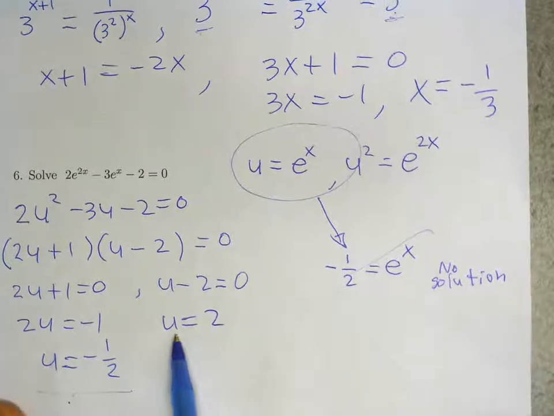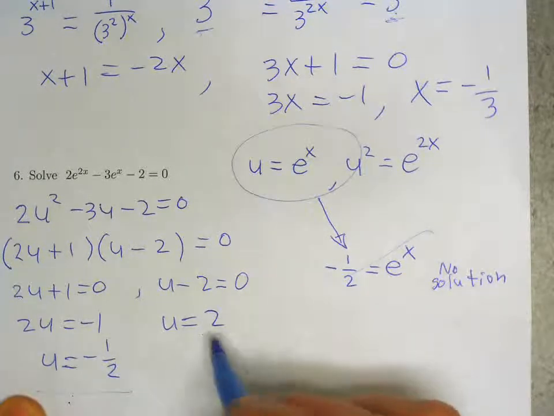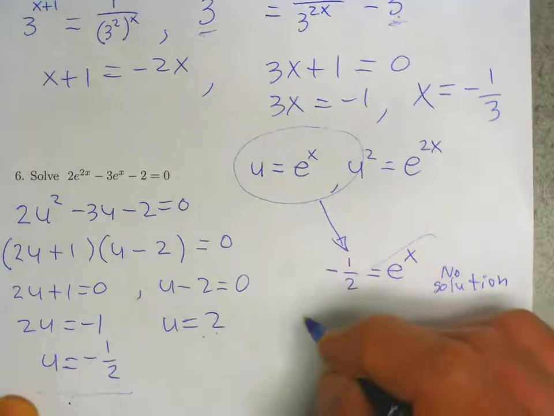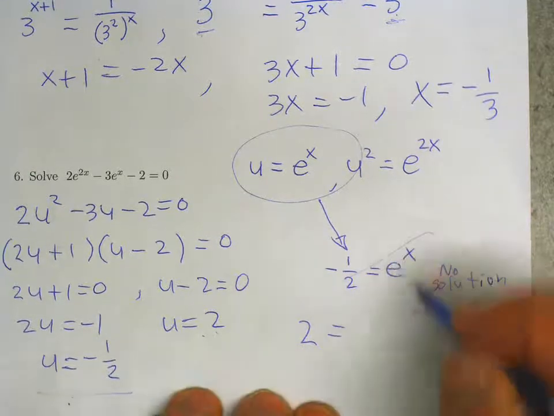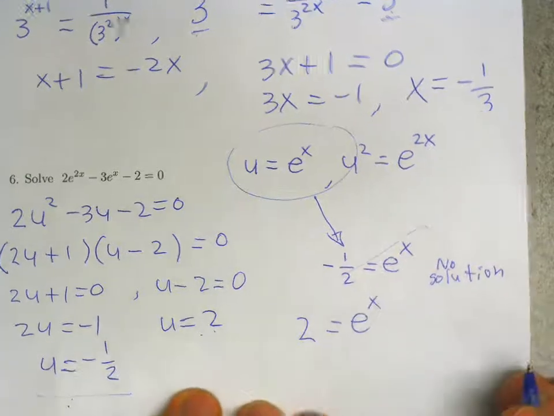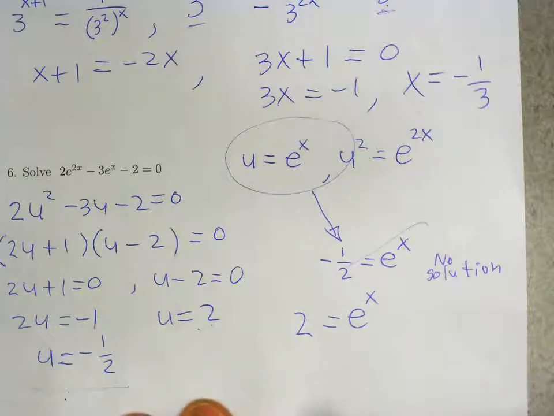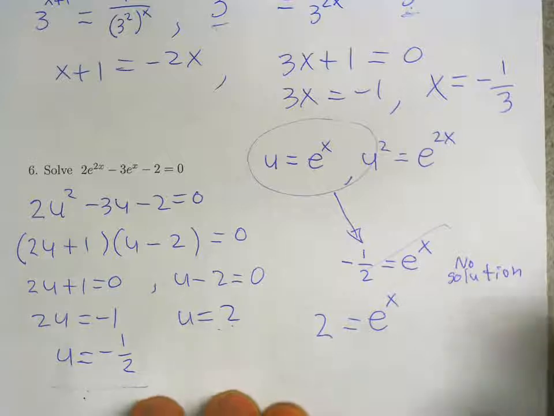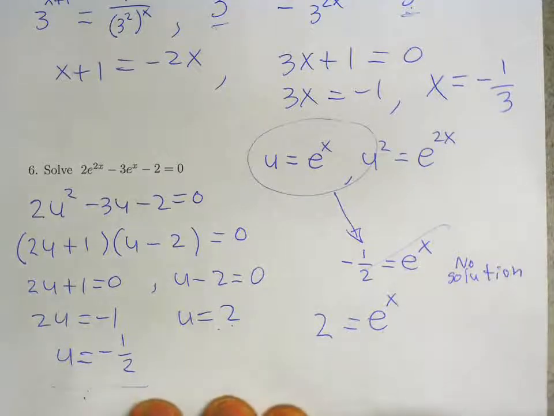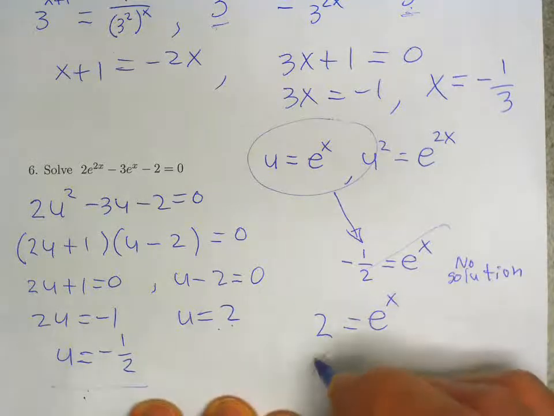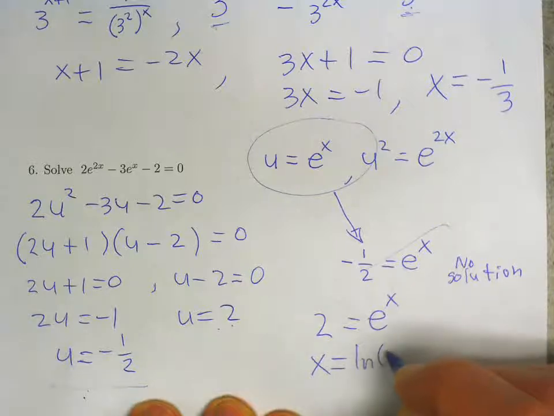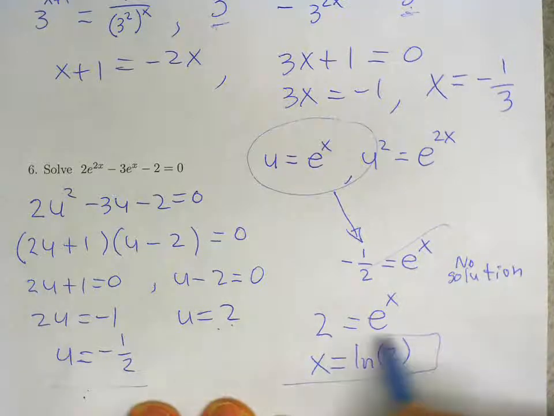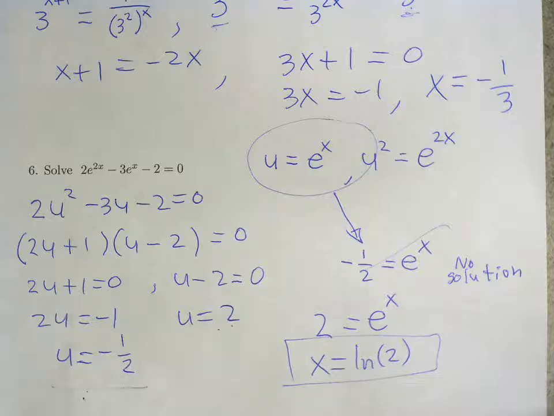When u equals 2, though, that can happen. So replace u with 2. 2 is equal to e to the x. Take the natural log of both sides, or you could just convert this to its logarithmic equivalent. Either way, you get x equals the natural log of 2 for the solution. That's the only solution to the original equation.